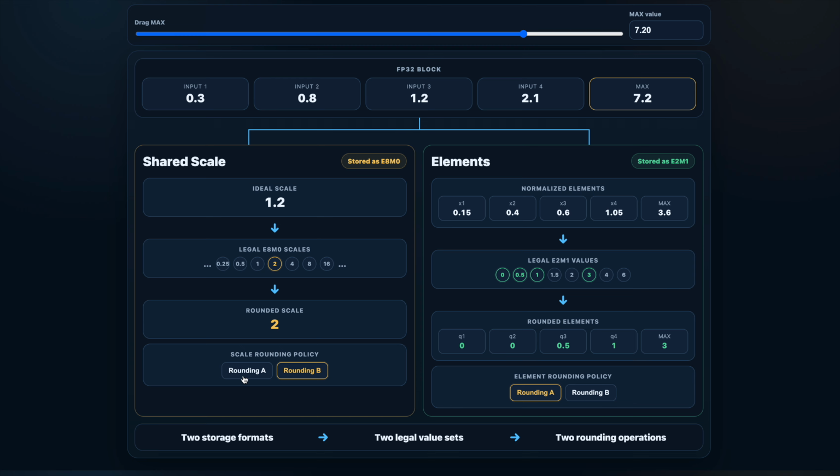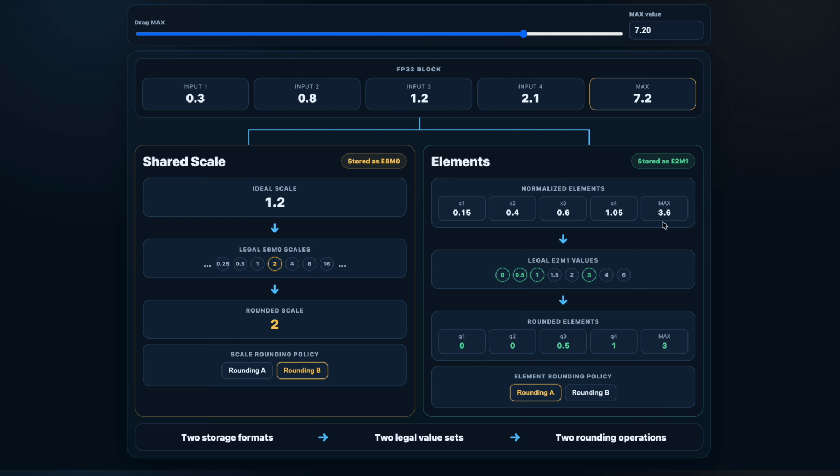Now notice that the effect of this rounding is on the normalized element value. Because now what you'll do is take the scale and scale down all of the values in your input. So 0.3, if you scale it down, here it becomes 0.3 because the scale is 1. 0.8 becomes 0.8 and so on. But if you pick the rounding B scheme, then each of the elements is scaled down more. So it's 0.15, 0.4, 0.6, and so on.